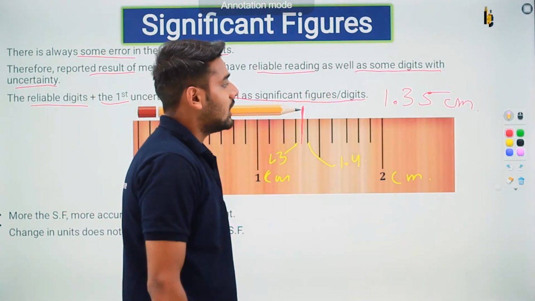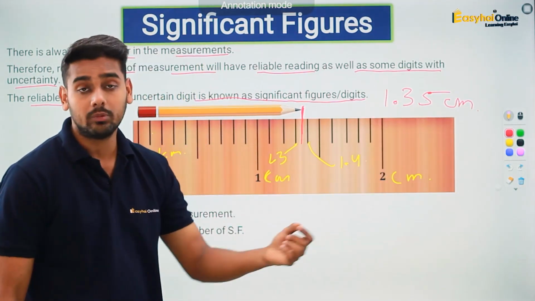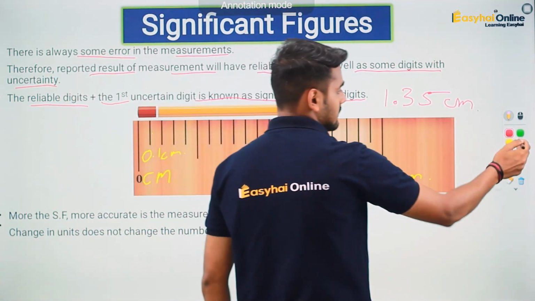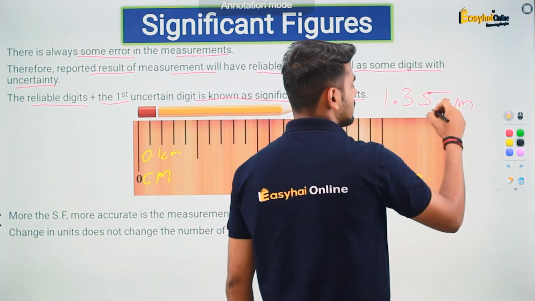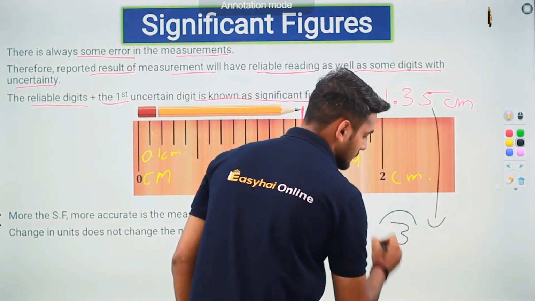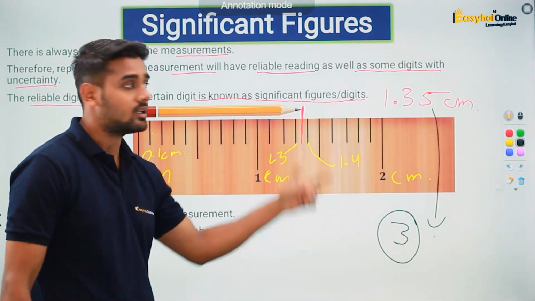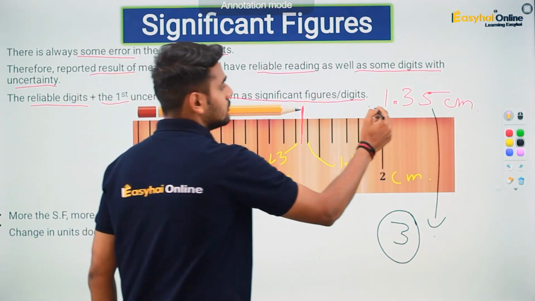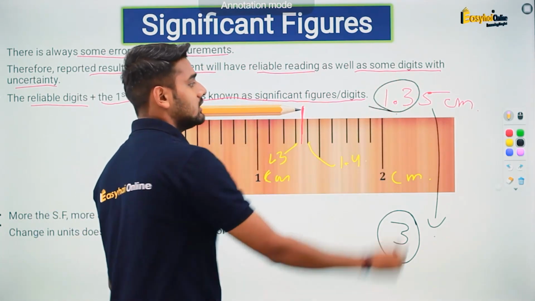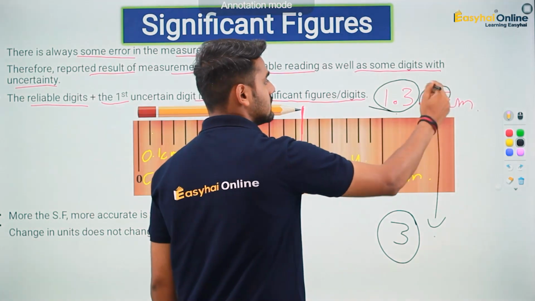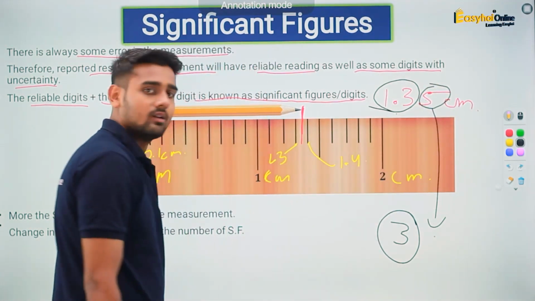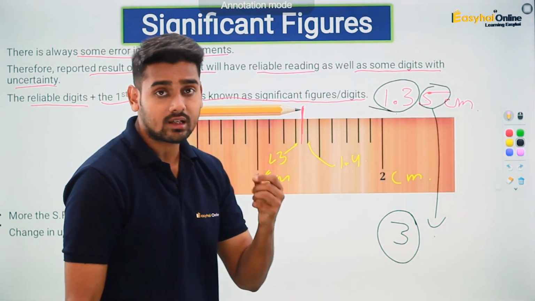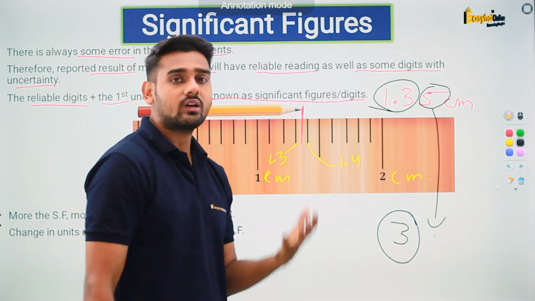But in this case, how many figures? First of all, in this value, how many digits are there? There are 3 digits. Okay. So the total number of digits that you have is 3. When you have 3 digits, in that case, you're 100% sure, you're certain about 2 digits. And the third digit is uncertain. This one is uncertain.